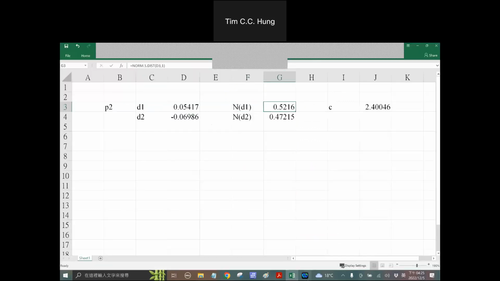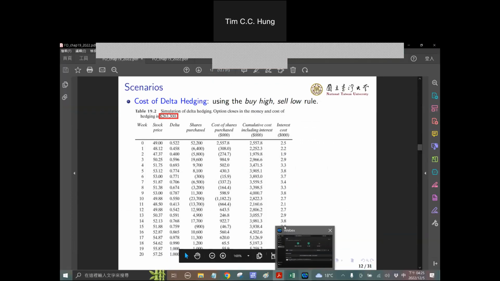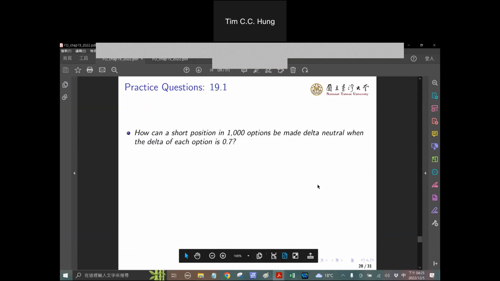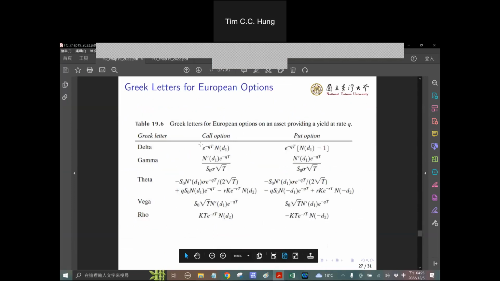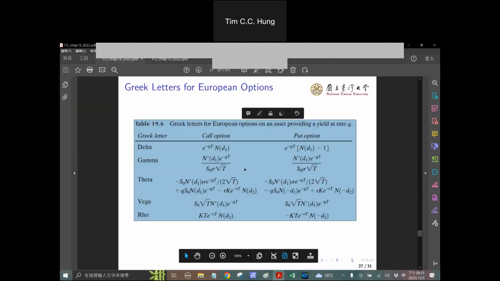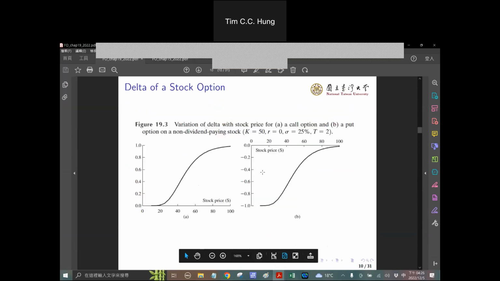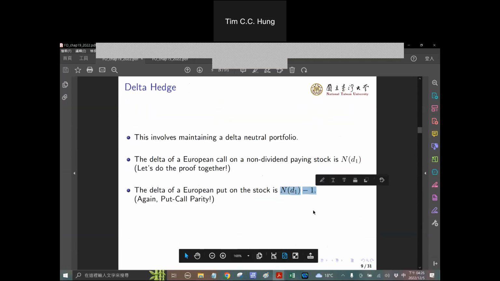It's 0.522. So once again, you can see that the value of delta for a call option equals N of d1. If there's some kind of dividend yield, then you have to multiply by the exponential of negative qT. But if there's no dividend, you don't have to worry about that. That's the toughest part. The second part, for the European put, is much easier.